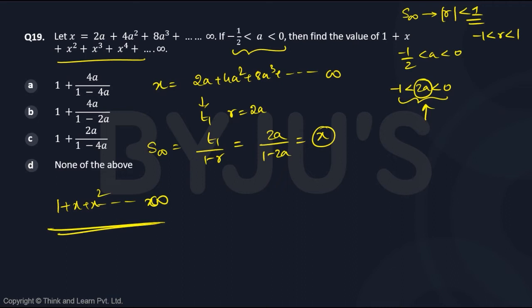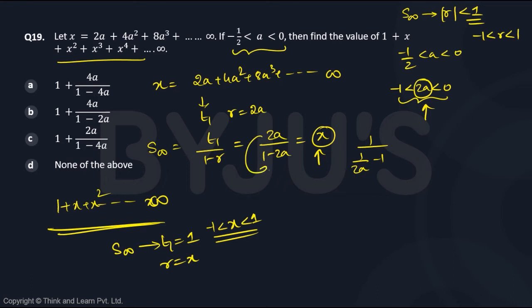Now again here, before I use my sum to infinite in this case, I have to make sure that my t1 is 1 and my common ratio is x. I have to make sure that my x is in this range. Only then I can apply it. So this is my x. Look at what is the value of x. My x can be written as 1 by 2a minus 1. I'm basically taking this 2a to the denominator here.